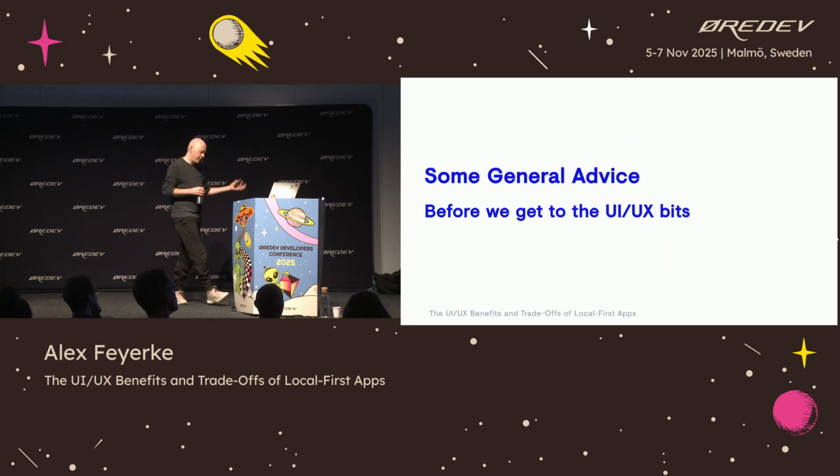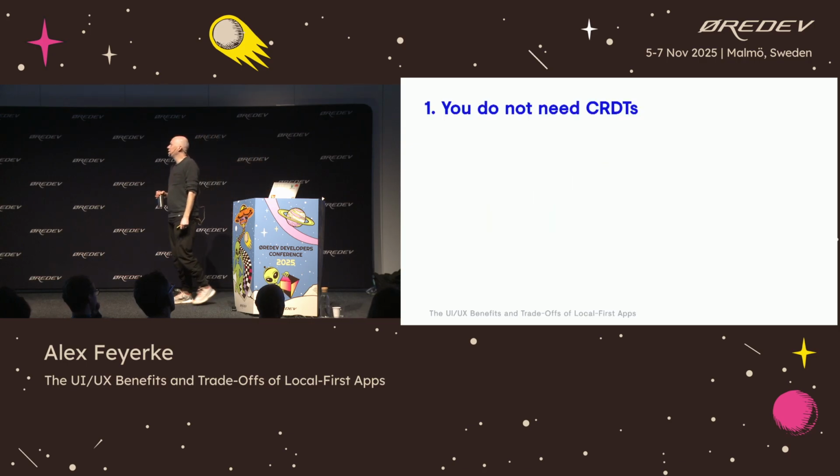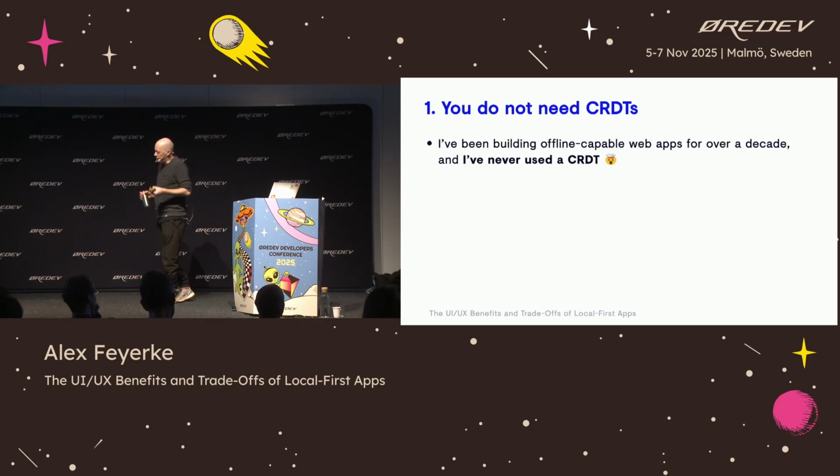Now, before we get to the proper UI and UX bits, I have four bits of general advice if you're thinking of doing this kind of thing. The first one is, you don't need to use CRDTs. They're perceived as the default technology for doing sync these days, and they're really not. There are loads of them about, it's hugely popular, but I've been doing this for 10 years and I've never used one. And I don't want to knock CRDTs, they absolutely have their use, but there are other ways of doing things that you should know.